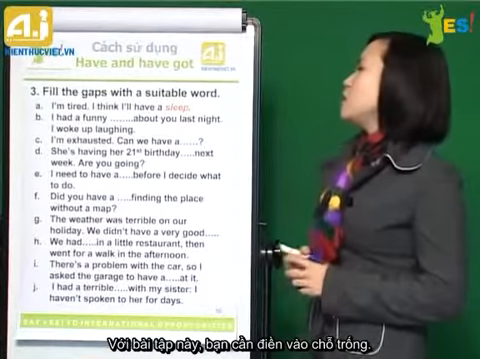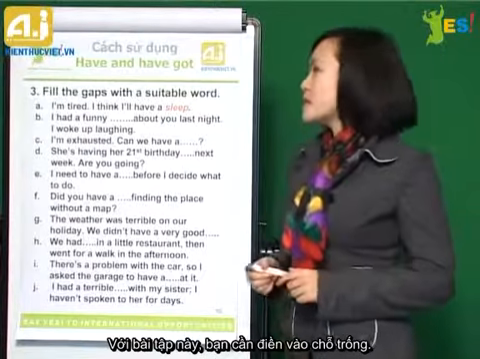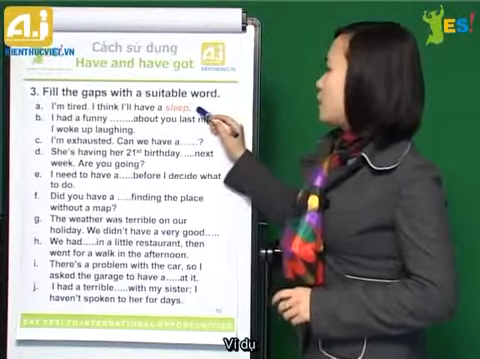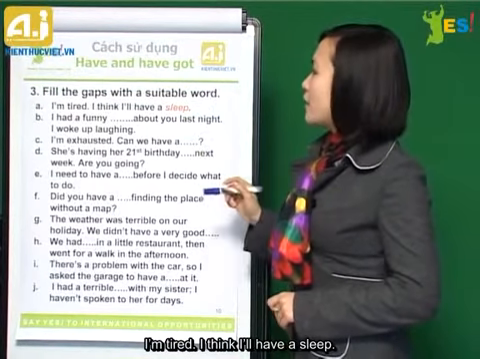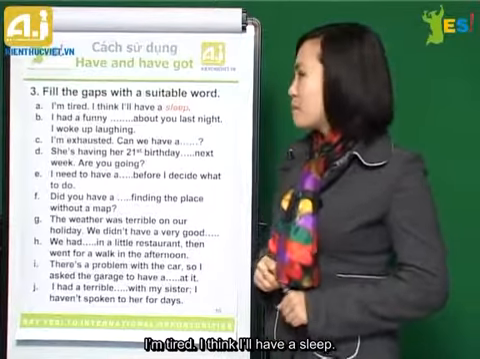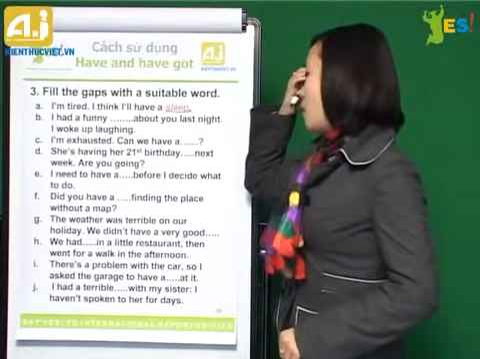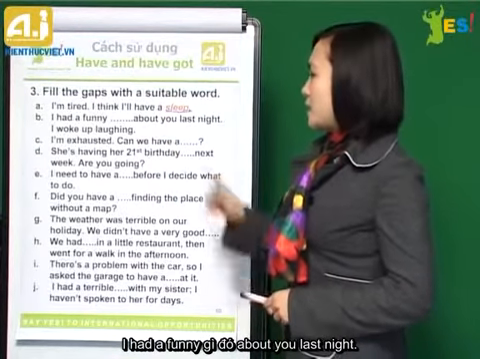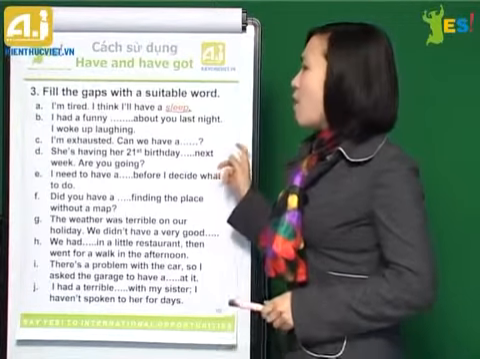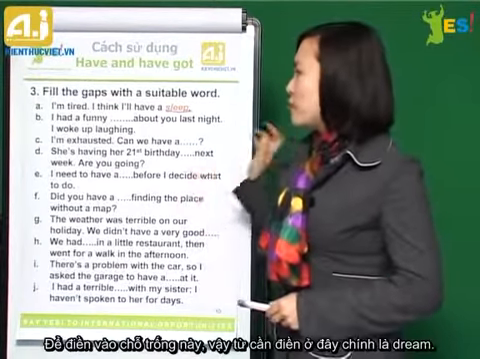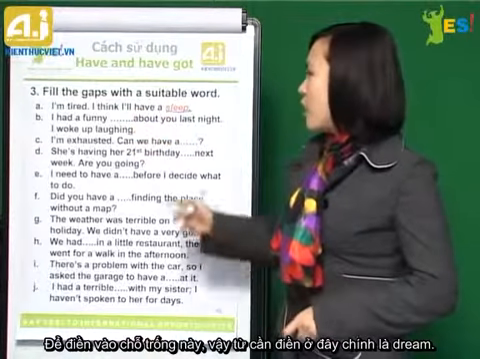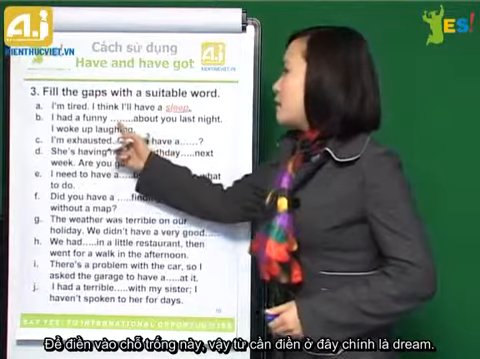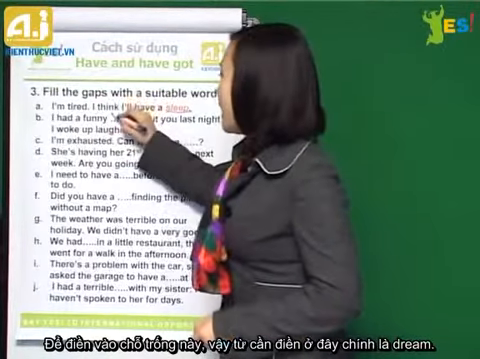For this exercise, you need to fill in the gaps with the suitable words. I have sentences from A to J. For the first example, I'm tired, I think I'll have a sleep. I'll do another example for you. I had a funny something about you last night. I woke up laughing. To fill in the gap of the sentence, you have to use the clue of the next sentence, woke up. So, the word put in here should be a dream.